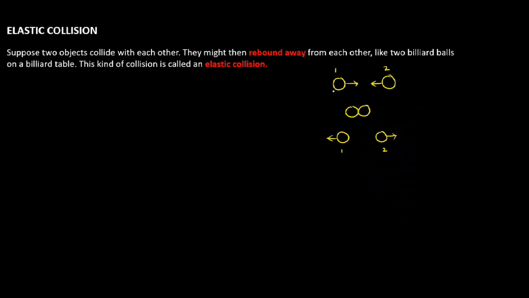So it doesn't matter in what direction initially both the balls were moving. As long as after the collision they separate from each other, this kind of collision is called elastic collision. So initially they could be coming towards each other, or they could both be moving in the same direction, but as long as after the collision they separate from each other, they rebound from each other, this kind of collision is described as elastic collision.